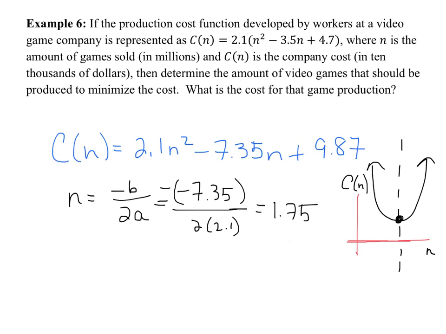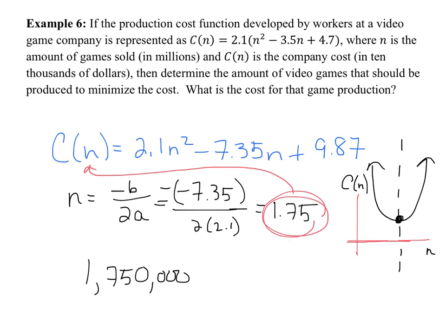Now, that's the number of games. Is it 1.75 games? Sabine, what is it? You're shaking your head. Yeah, because it's in what? In millions. It's 1.75 million games. So 1,750,000 games is the n value. Now, the thing is this. You're going to use 1.75 and plug that into the function. You're not going to use 1,750,000 because the function is in terms of millions.